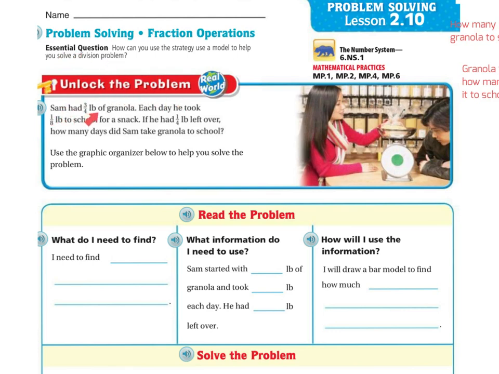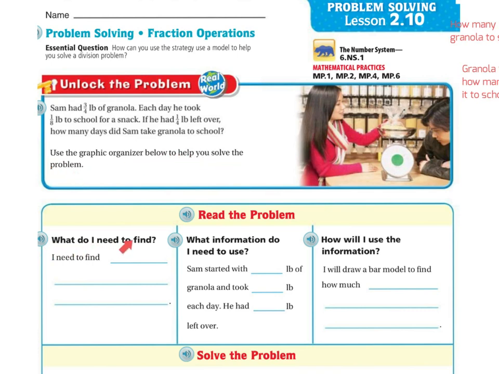Sam had 3/4 pound of granola. Each day he took 1/8 pound to school for a snack. If he had 1/4 pound left over, how many days did Sam take the granola to school? Use the graphic organizer below to help you solve the problem.